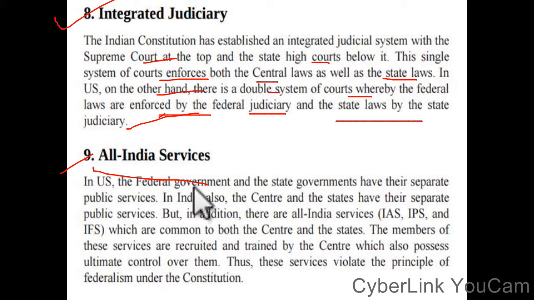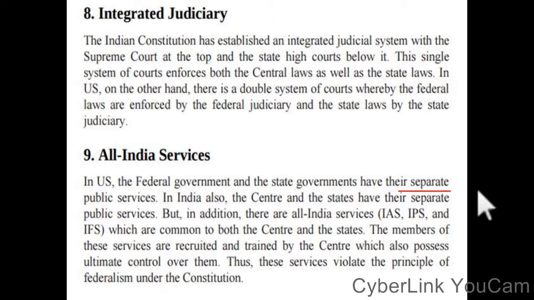All India services. In the United States, the federal government and the state government have their separate public services. In India, also the center and the states have separate public services. But in addition, there are All India Services, IAS, IPS, and IFS, which are common to both the center and the states.